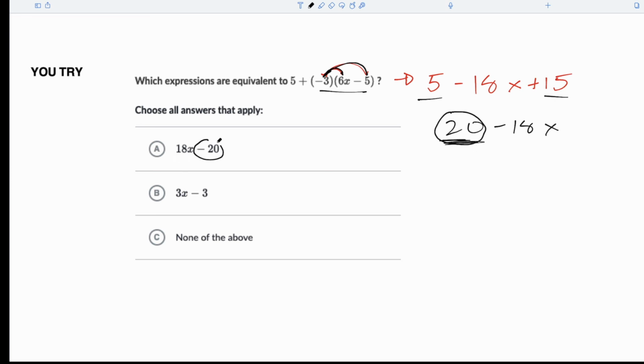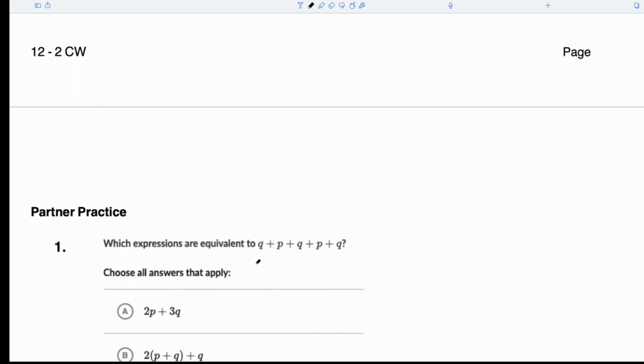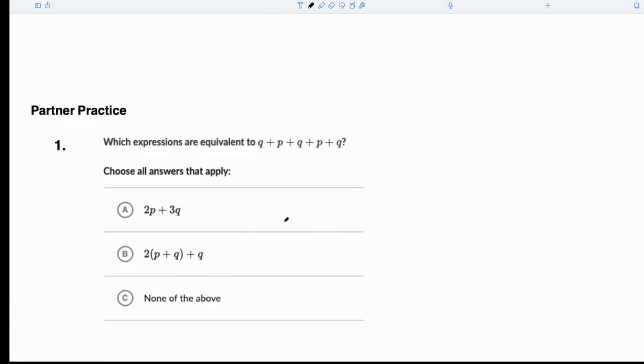Is the 20 for A positive? No. So it looks like it's super close, and I might want to circle it anyways because it's the closest option, but this is actually incorrect. It is not A. B is nowhere near close, and C would be the answer. This one has no answer possible. None of the above. Flip to partners, you got 5 minutes. Go.